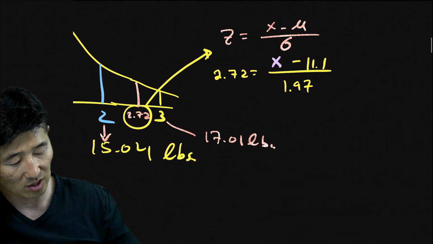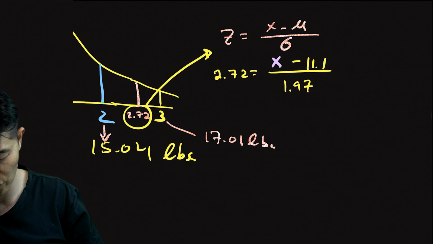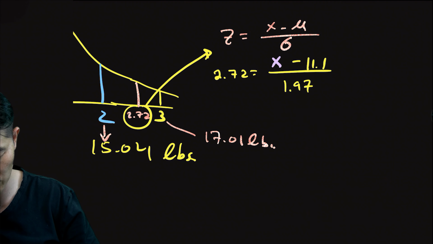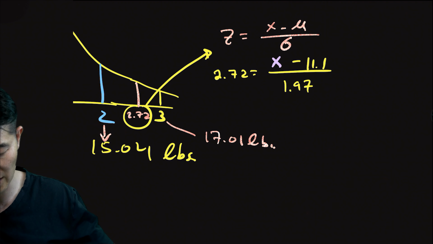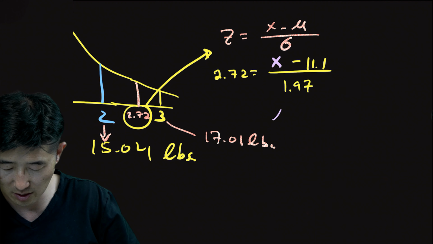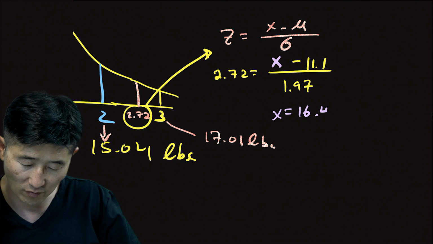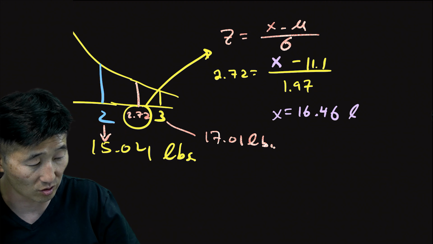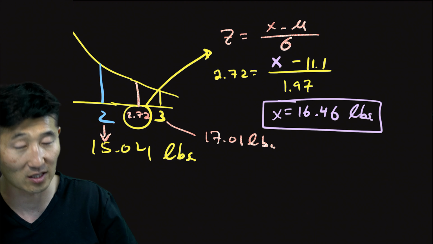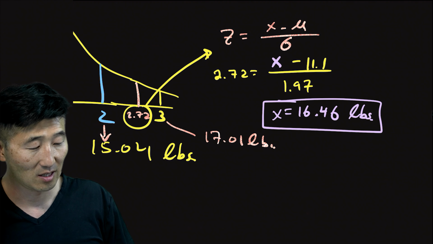Okay, so how much does this guy weigh? So 2.72 times 1.97, and then you add 11.1, and this cat is a whopping 16.46 pounds. Wow.